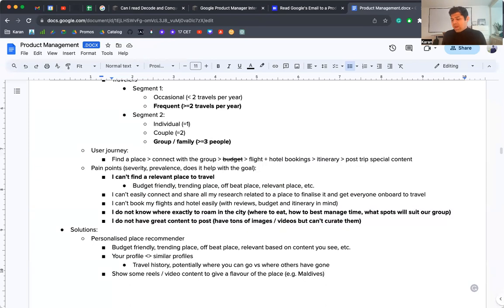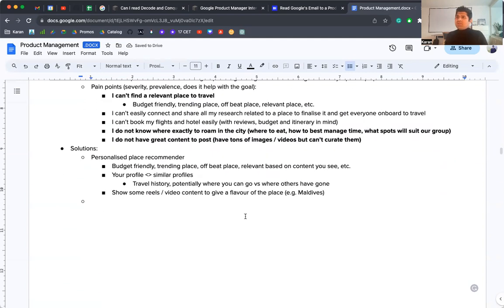And as a researcher or as a leader of this particular group who wants to travel, I can take the set of reels and send it to all of my friends in the group to also let them know that this is what the place looks like and this is where exactly we can roam. Yeah, so that's the first part.